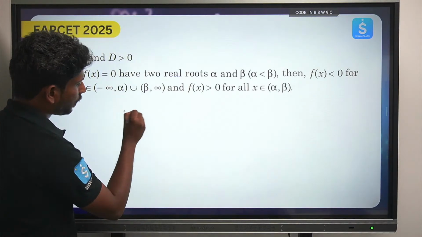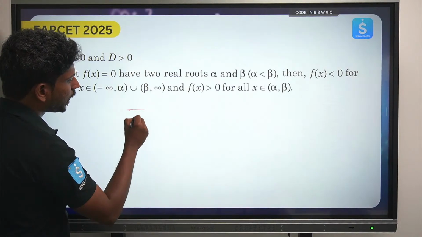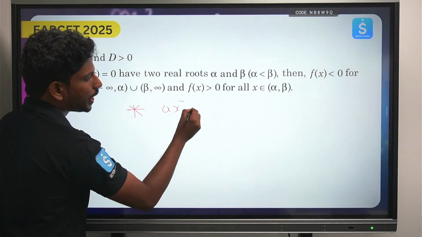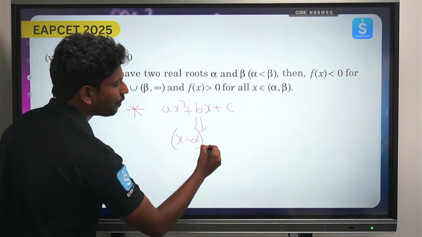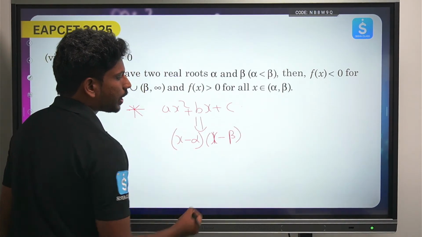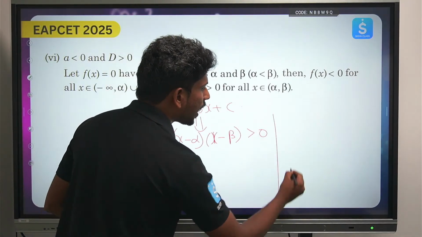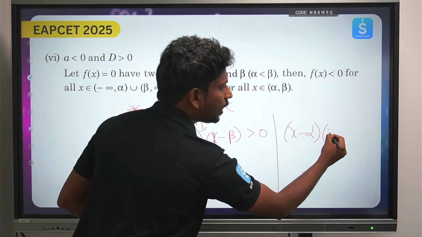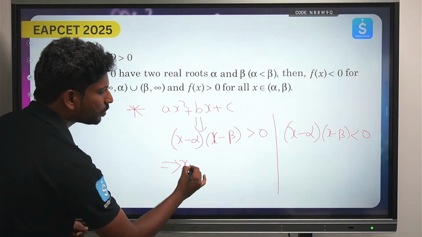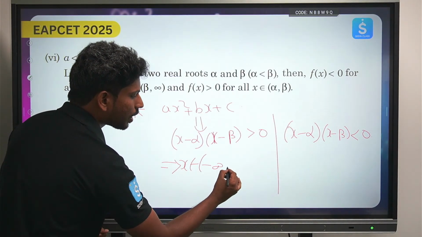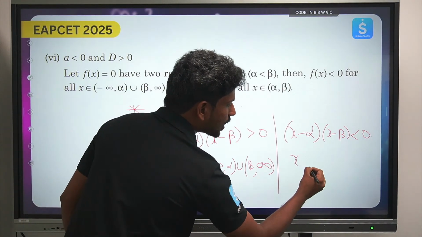See here, again I am writing. So whenever you have, just take down this note point, whenever you have ax square plus bx plus c, and if you try to do the factorization as x minus alpha into x minus beta, and if it is greater than 0, this is the first case, and the next case is x minus alpha into x minus beta less than 0. Then the first case is x belongs to minus infinity comma alpha union beta comma infinity, right? The next one is x belongs to alpha comma beta.